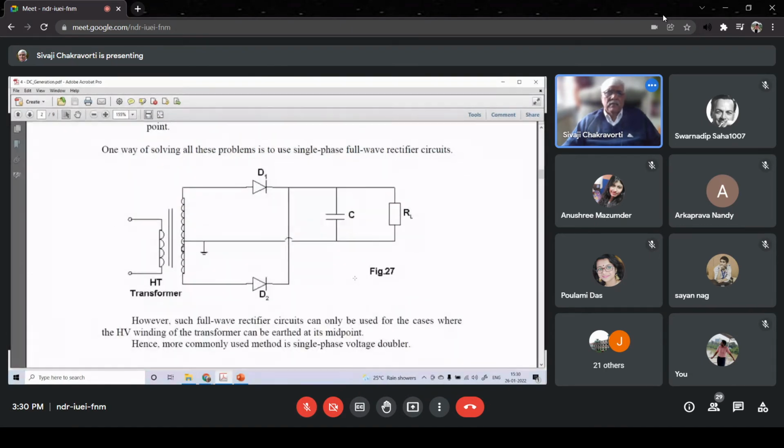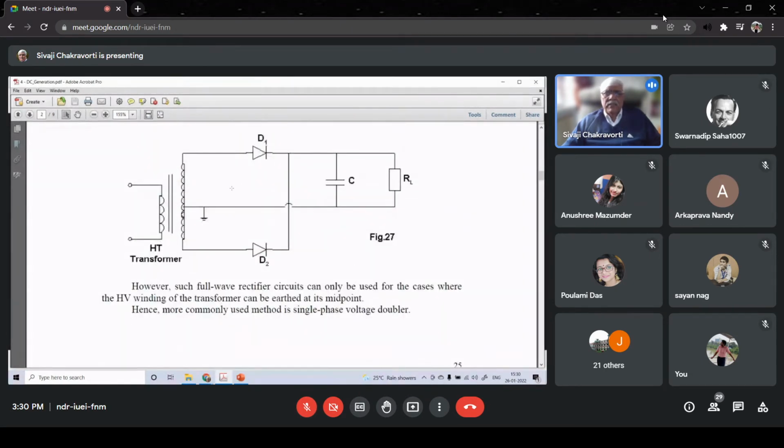So then people thought, let us use the full wave rectifier. As you can see here, this is a very clear full wave rectifier circuit, but this is hardly used in our high voltage generation. The reason is that for this you need a center tap transformer, and that is what we don't prefer in high voltage circuits. We always prefer that the bottommost terminal, that is the lowest voltage terminal of the transformer, should be earth, not the center point of the transformer.